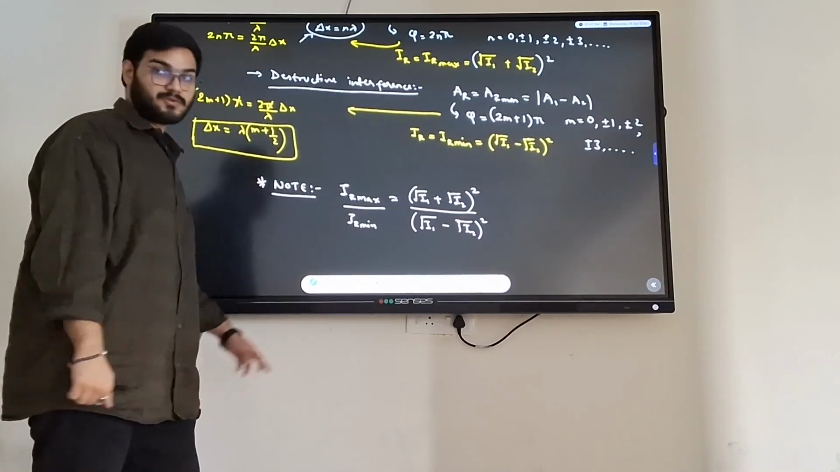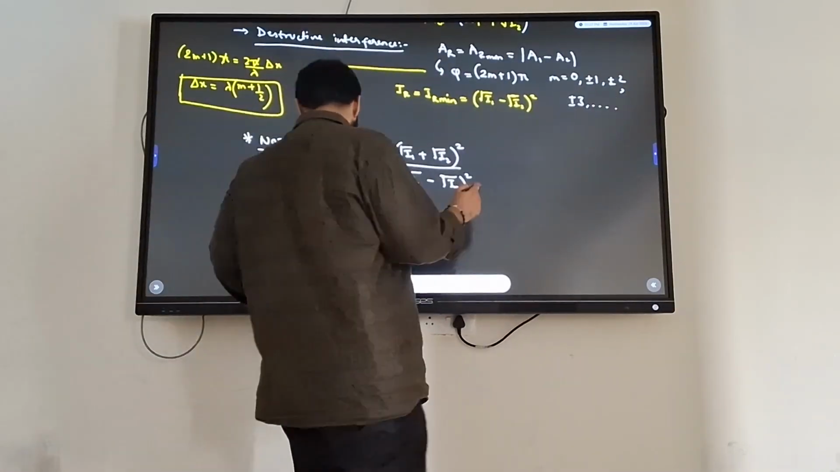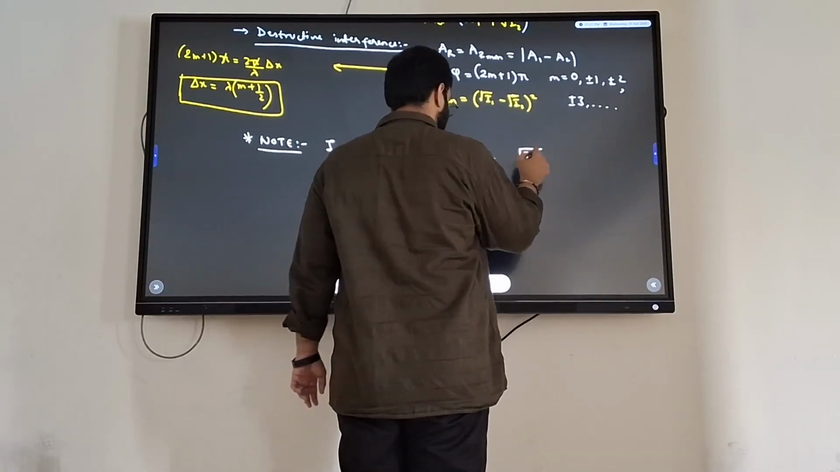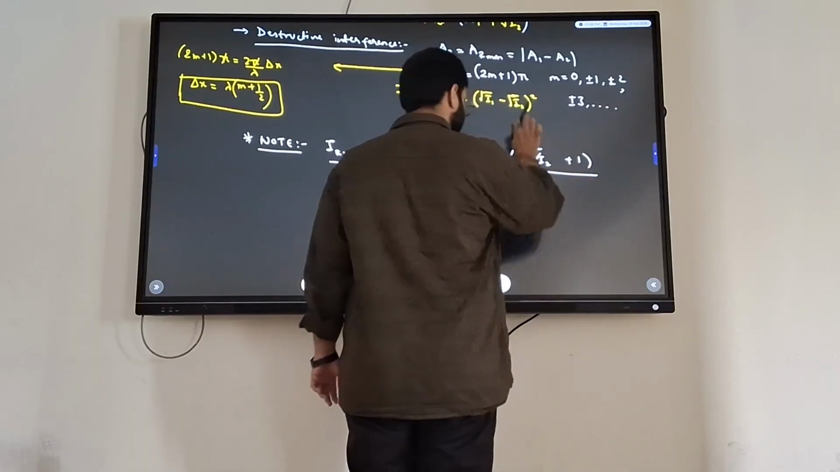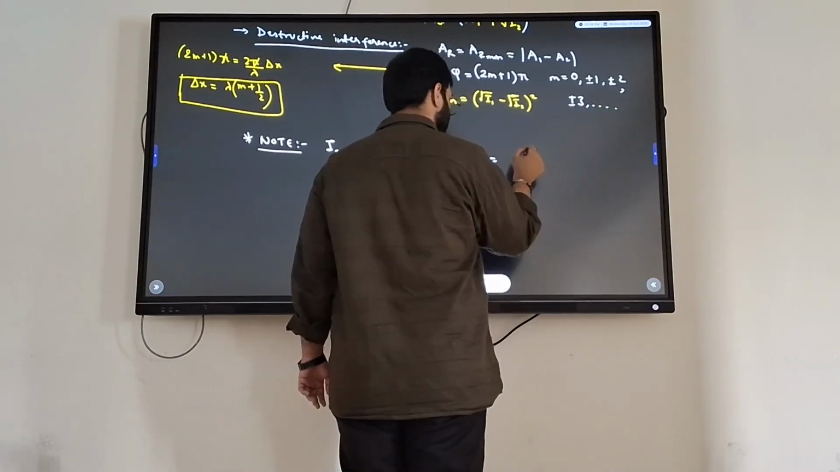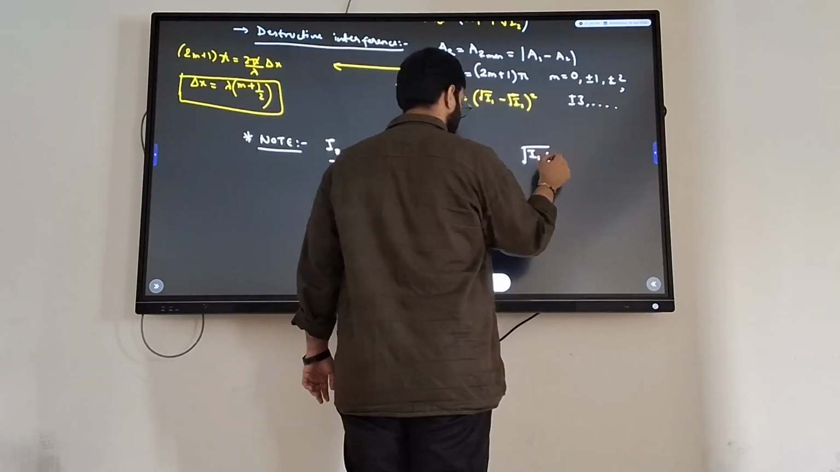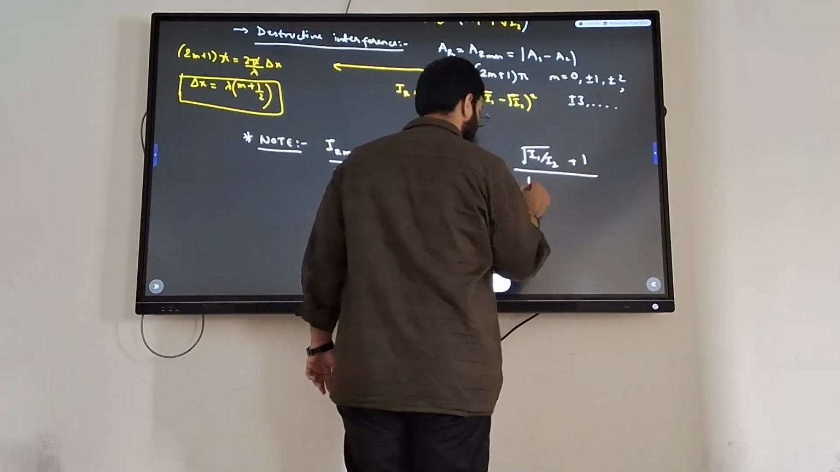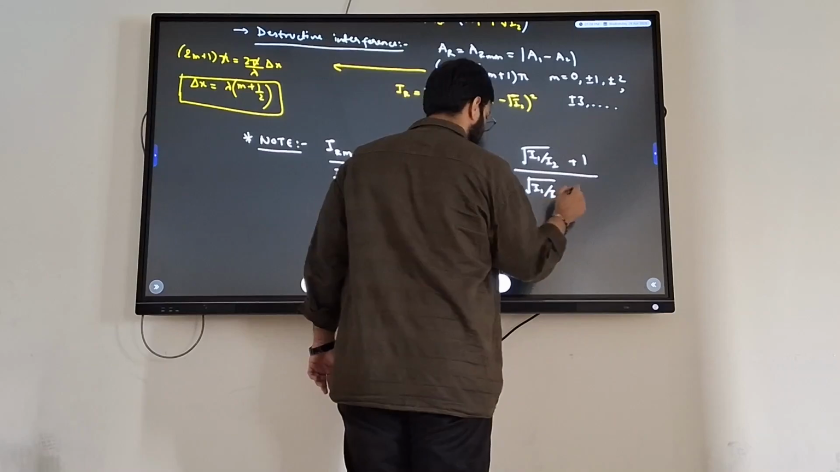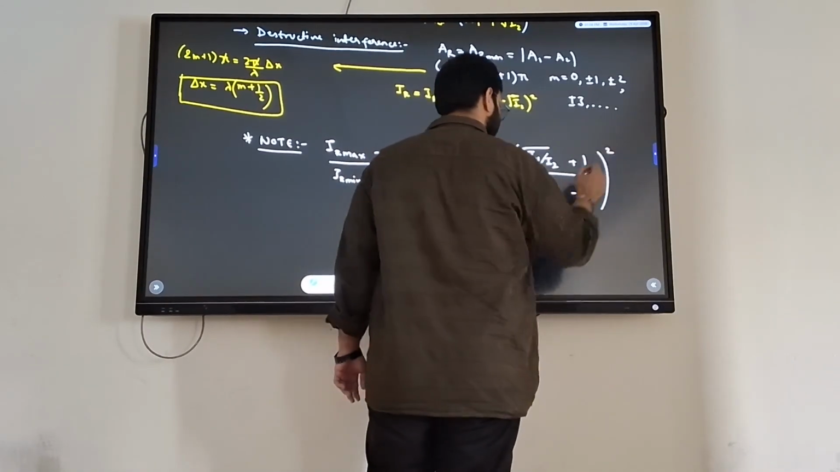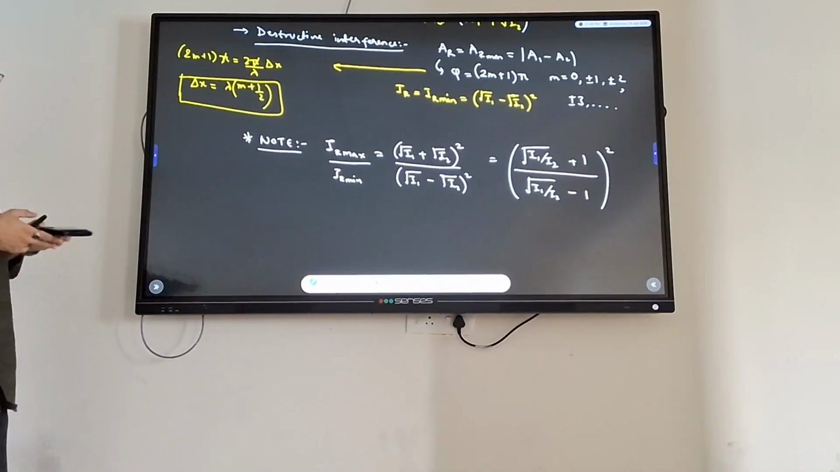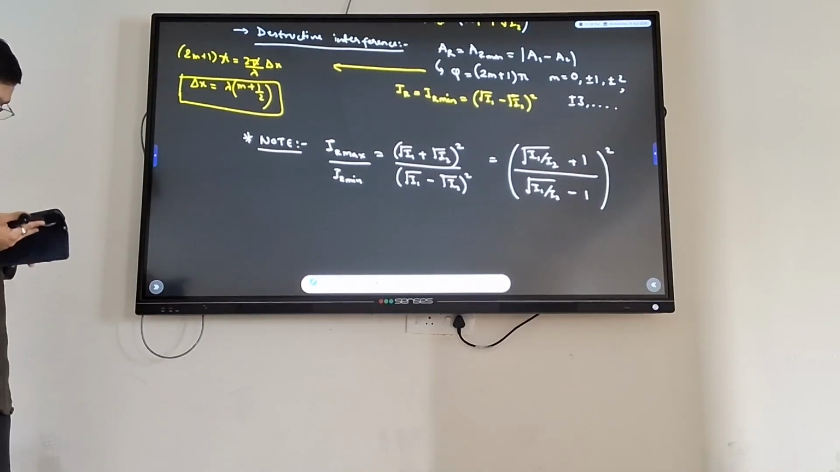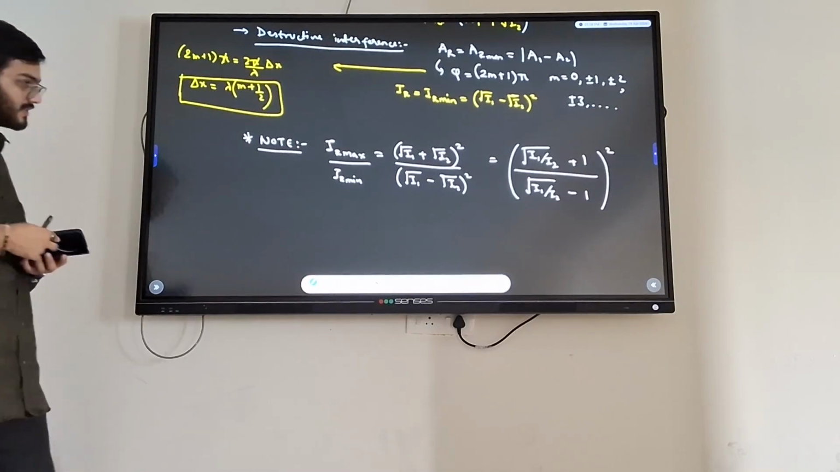Let's take root I2 common, then what will I get? Root I1 by I2 plus 1 over root I1 by I2 minus 1 the whole square. Is this correct? I just have to check on that. Yes, this is correct. What can that root be written as?